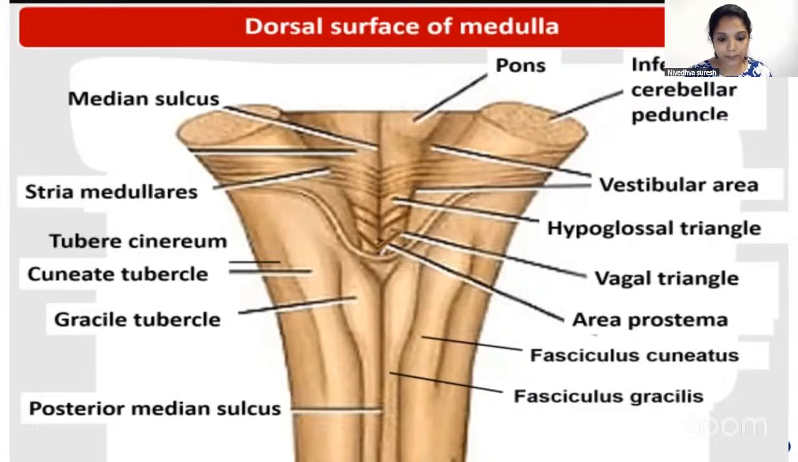So these four terms you should be thorough with. The remaining is okay. At least you should know this is the posterior median fissure, this is the gracile tubercle, this is the cuneate tubercle, and downward this is the fasciculus cuneatus and this is the fasciculus gracilis. Then you know the posterior median sulcus, the pons, the inferior cerebellar peduncle, and all that is okay. So at least you should remember these four structures on the dorsal surface of the medulla. Fine.